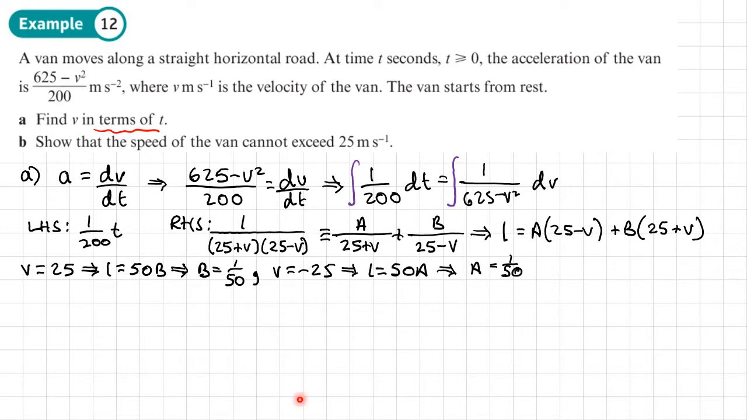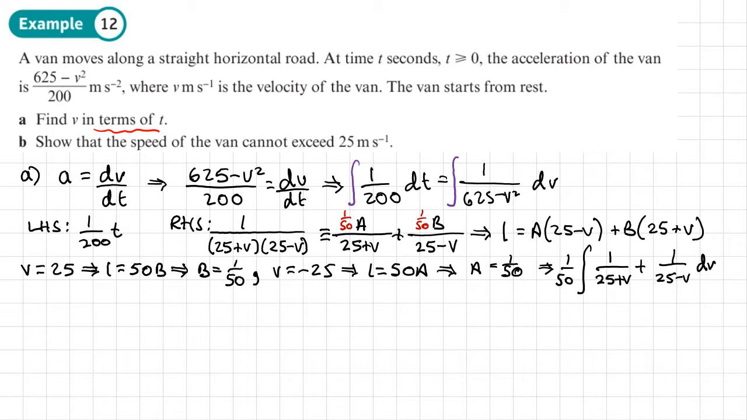So this integral here can be written as, now you've got 1 over 50, and I don't really want to be writing 1 over 50 twice, so I'll take it out as a factor. So I'll have 1 over 50, and stick it on the other side of the integral sign, 1 over (25 plus v) plus 1 over (25 minus v). So now we've got it in a form that's going to be much easier to integrate.